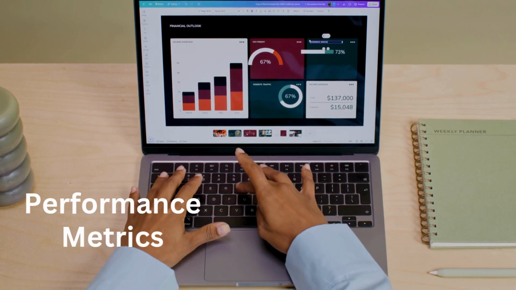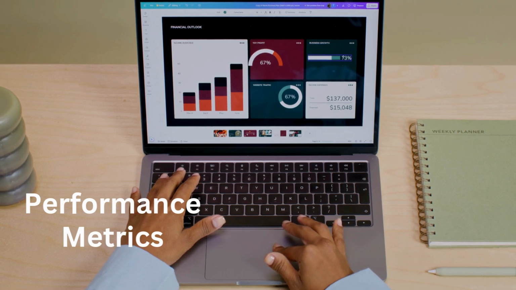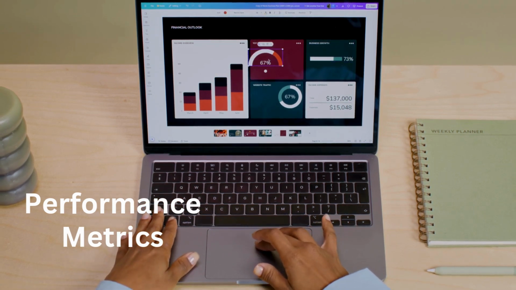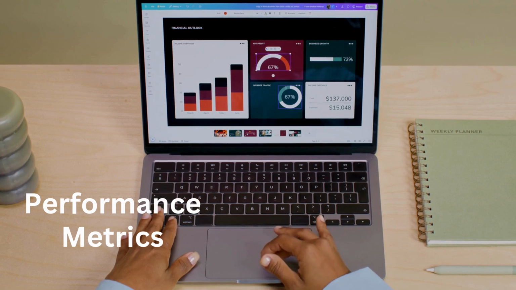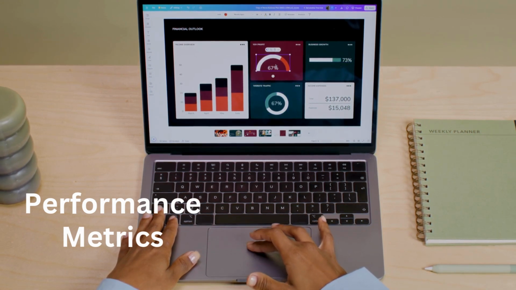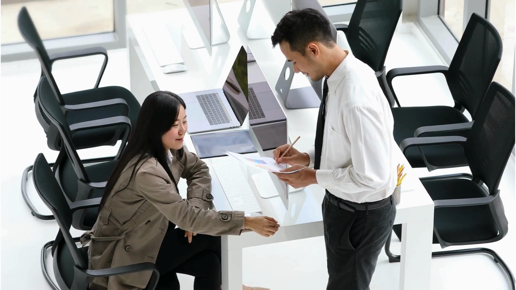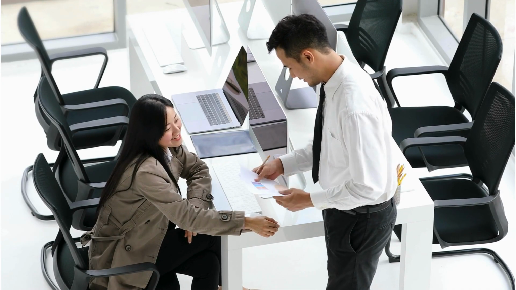Lastly, performance metrics are an operational component that encompasses indicators that are used to assess the efficiency and effectiveness of operational processes. Common metrics include production rates, quality control measures, and cost analysis. Regularly monitoring these metrics allows the organization to identify trends and make data-driven decisions for improvement.